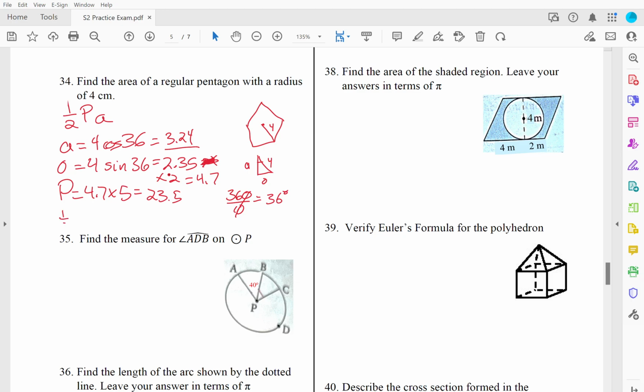So our area is 1/2 times 23.5 times 3.24. Alright, so 23.5 times 3.24 divided by 2. 38.07 is what we end up with. Centimeters squared. There we go.